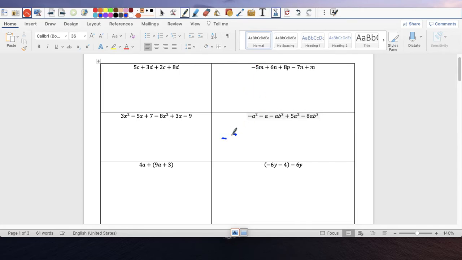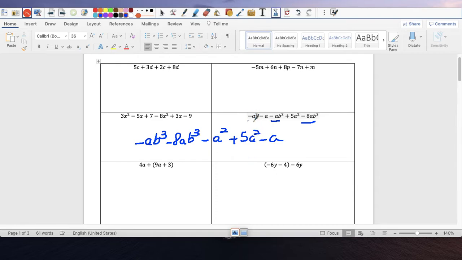Here, the like terms are negative a squared with this guy. And then, oh, I'm sorry, I should have started with the AB's. So minus AB cubed, right? Minus AB cubed, and then minus 8AB cubed, and then minus a squared. So let me just sort of write everything together. Minus a squared plus 5a squared minus a.